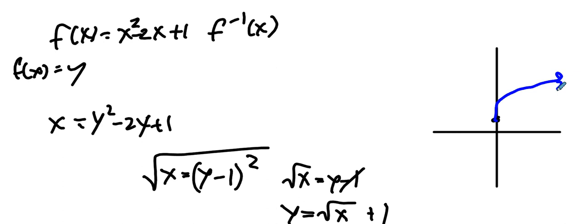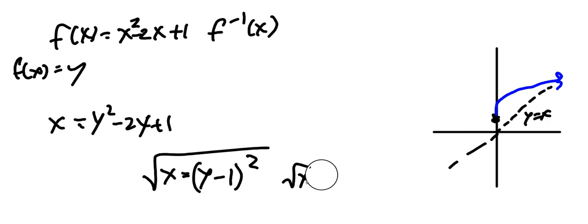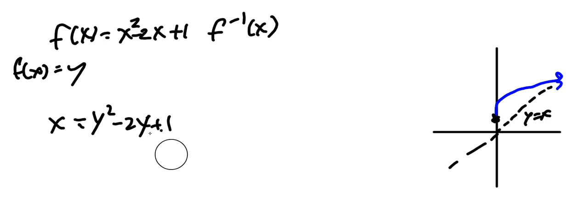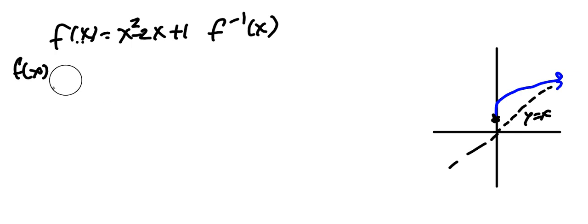But if we take our other function, let's graph it here. It's going to be reflected over, let's use this as an approximation, it's going to be reflected over line y equals x. So that's essentially how inverse functions work. You're substituting y in for x and then resolving for y for the equation in terms of f of x.